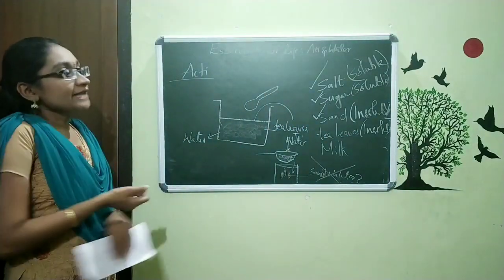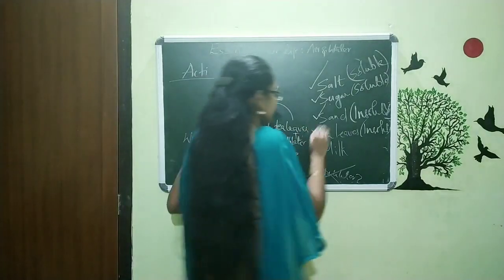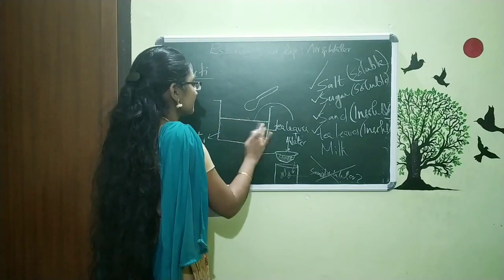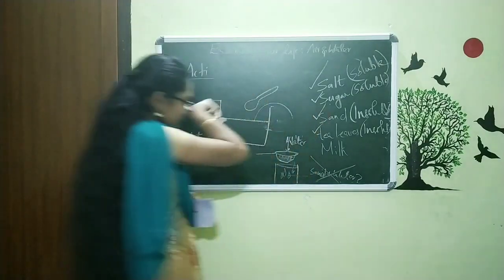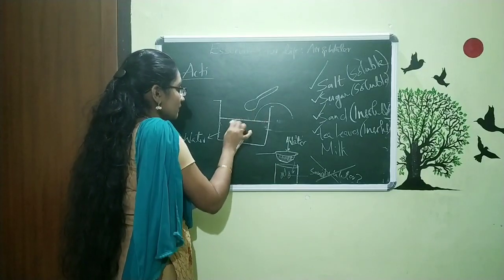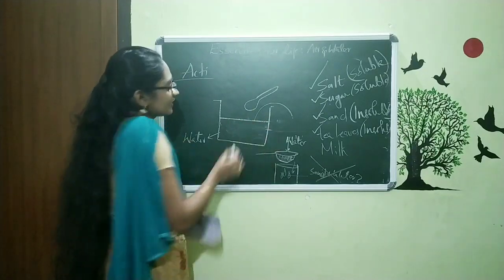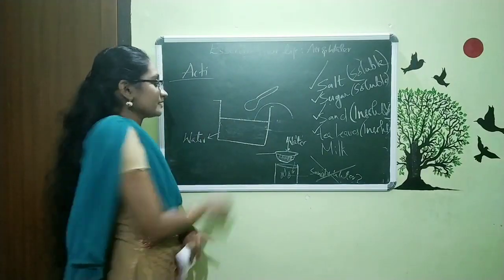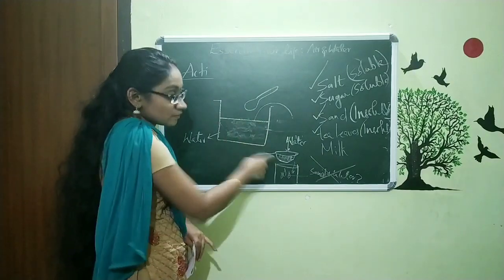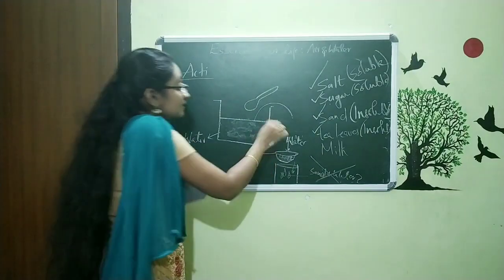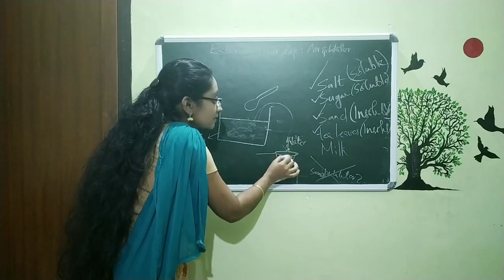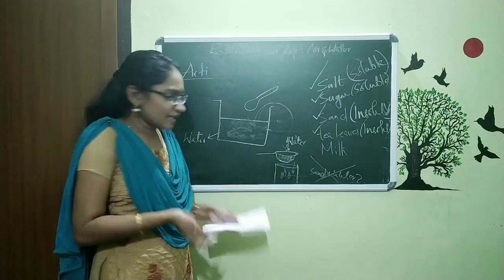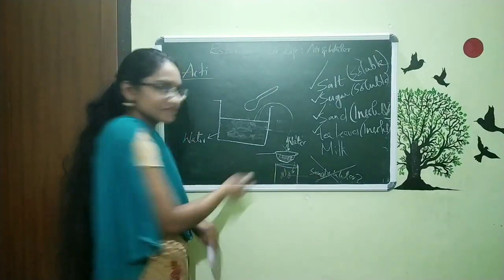Now the last thing, that is our milk. I am just taking a spoon of milk and adding this to our beaker of water. When I am adding a spoon of milk, what you can see is a particular whitish color in our water. And here also I am stirring it well. And what I am going to do is pour this water on this strainer.